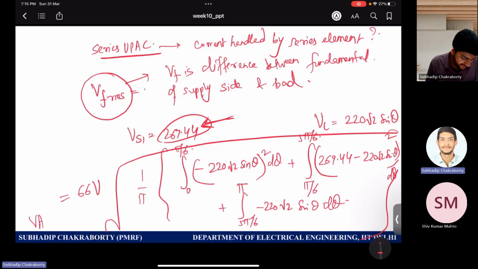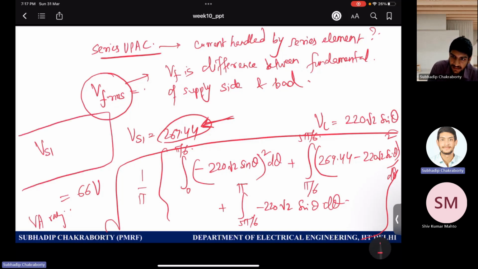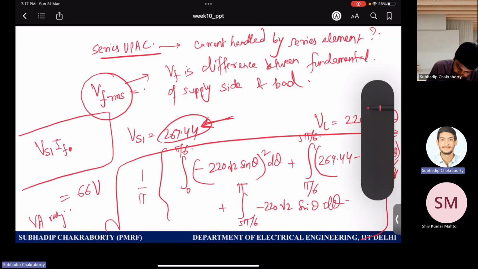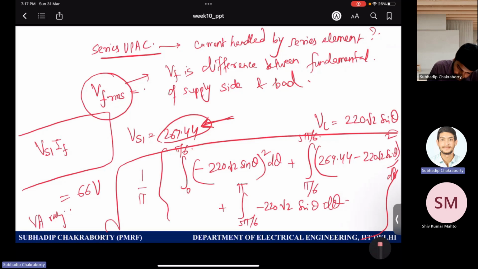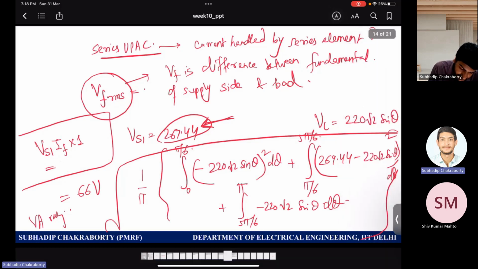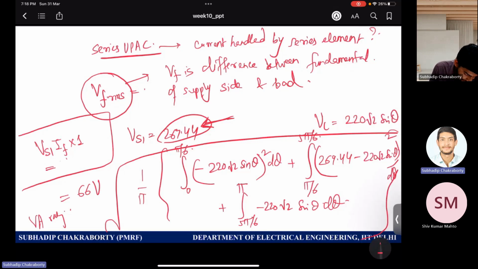Now I want the VA rating of the series element, which you get by power balance. V fundamental into I fundamental, the active component, because it is unity power factor, so active and reactive don't have any meaning; it is all active. Into 1 must be equal to the load active power. What is the load active power? It is 4000 kVA into 0.85, the active power. So this is power balance.